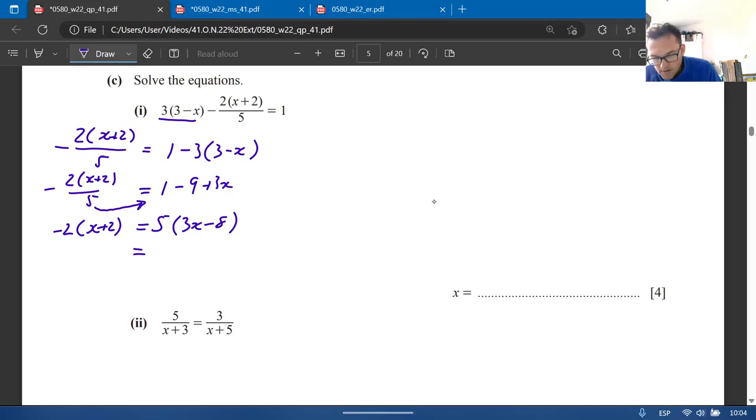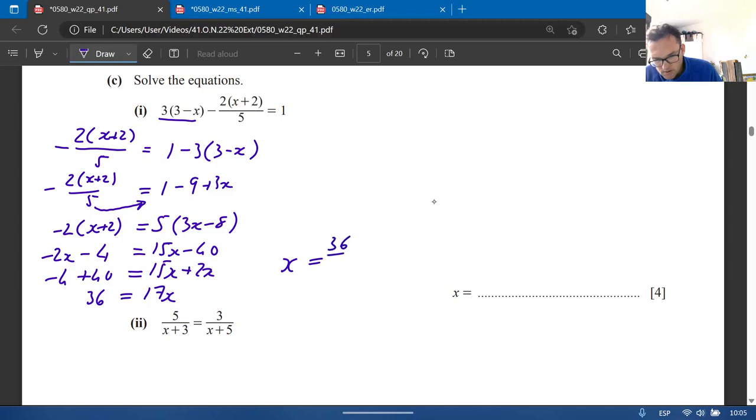Now let's expand all the brackets. 5 times 3x is 15x. 5 times minus 8 is minus 40. Minus 2 times x is minus 2x. Minus 2 times plus 2 being minus 4. Leave the minus 4 where it is. Add 40 to both sides. Leave the 15x where it is. Add 2x. Minus 4 plus 40 is 36. 15 plus 2x is 17x. So what I get for my final answer is 36 over 17.